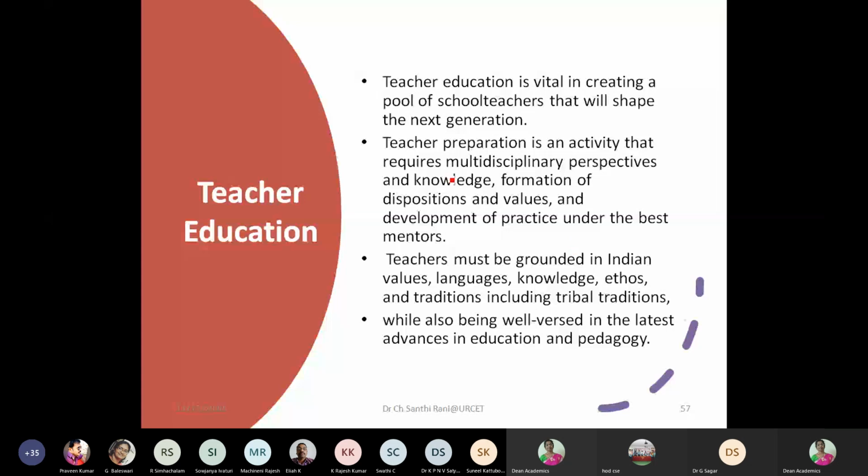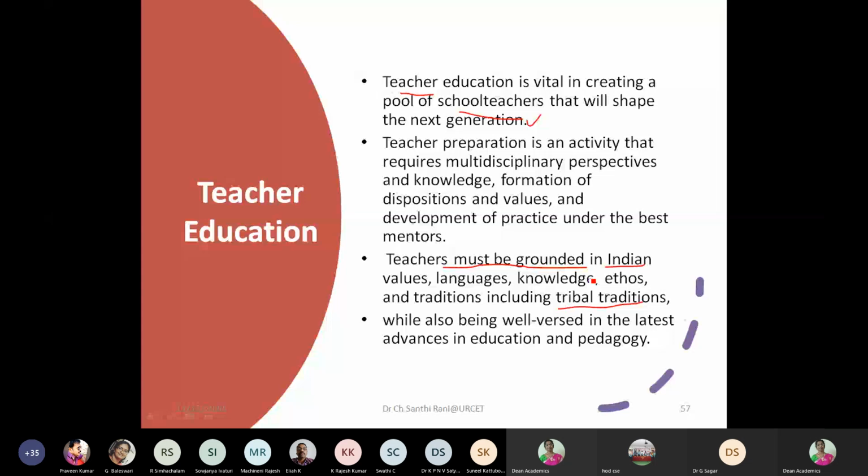Then teacher education. I have mentioned already, teachers or the faculty are the heart of any teaching-learning process. So teacher education plays a vital role in creating a pool of school teachers, and that will shape the next generation. Here, I mean teachers and also the faculty that work in higher educational institutions. And teachers also must be grounded in Indian values and languages, knowledge, ethos, and traditions, including tribal traditions. So this is what it is aiming at.